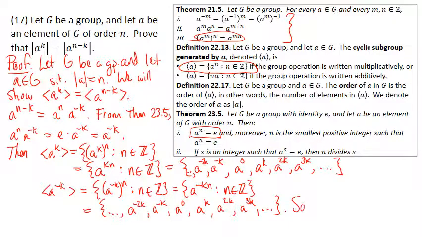Okay, so this shows us that the cyclic group generated by a to the k is actually the same one as the cyclic group generated by a to the n minus k. And so since that's the case, their orders are going to be the same because the order is the number of elements in the cyclic group.